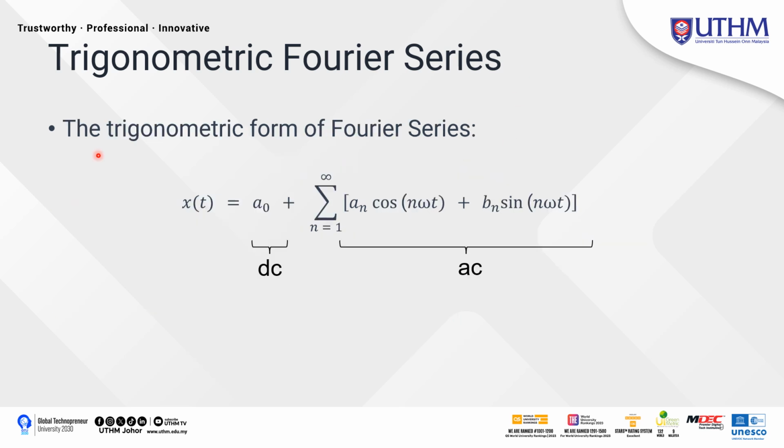Next, we will find the trigonometric form of the Fourier series. The formula is x(t) equals a0, and this a0 is from the previous slide. This a0 component is also the so-called DC component. So a0 plus the summation from n equals 1 to infinity of an cos n omega naught t plus bn sin n omega naught t. And this component we call the AC component.